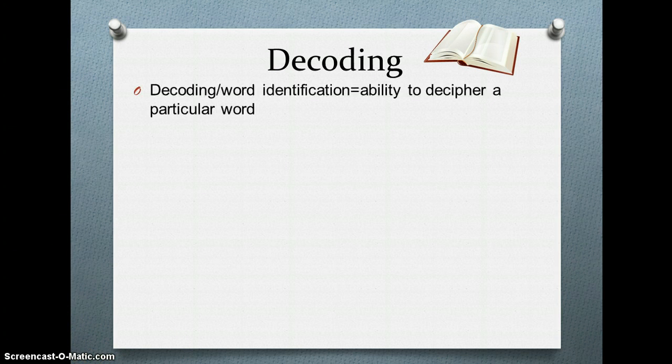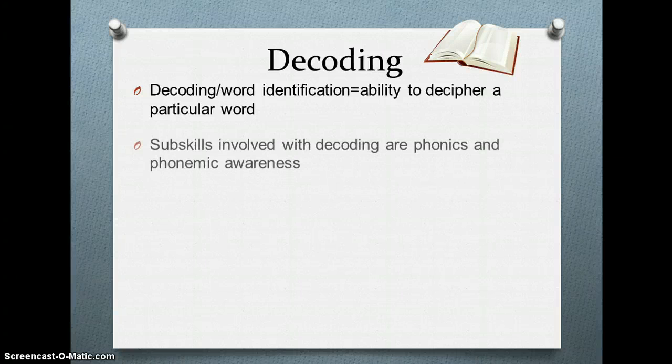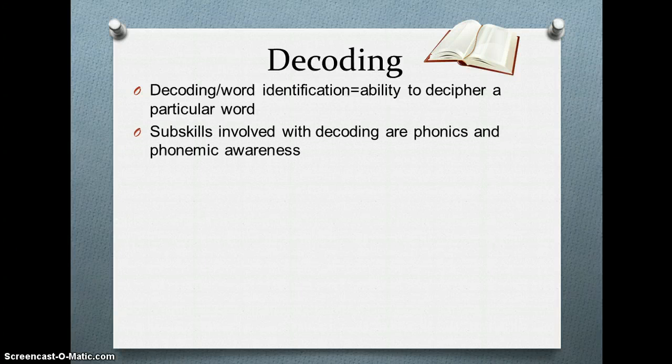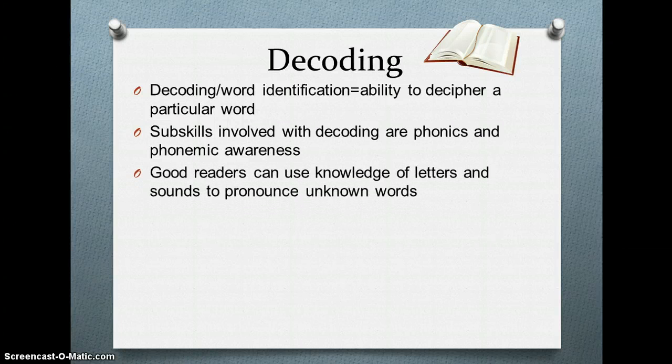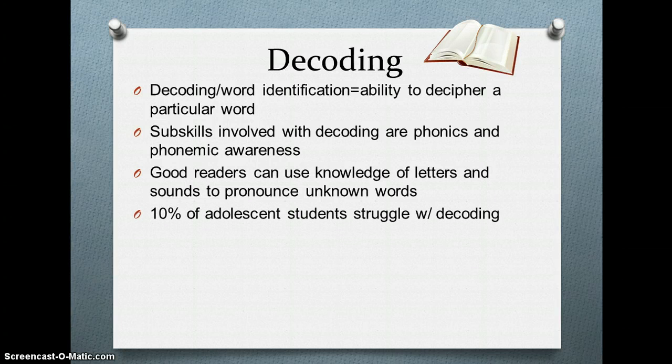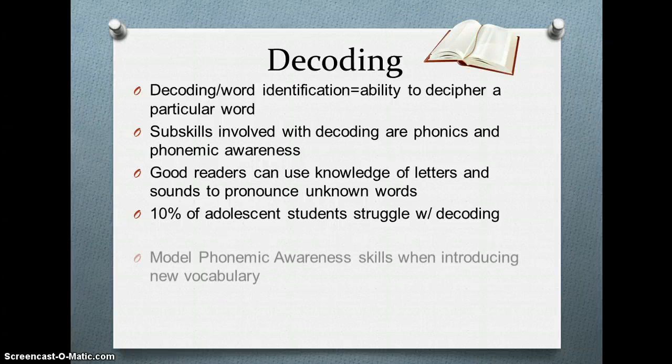So by now you should hopefully know that decoding is synonymous with word identification or the ability to decipher a particular word. The subskills involved are phonics and phonemic awareness. Good readers can use knowledge of letters and sounds to produce the unknown words. Only 10% of adolescent students actually struggle with decoding. So pay attention to the number of adolescent students that you're trying to teach decoding to, because that might not necessarily be what they need.